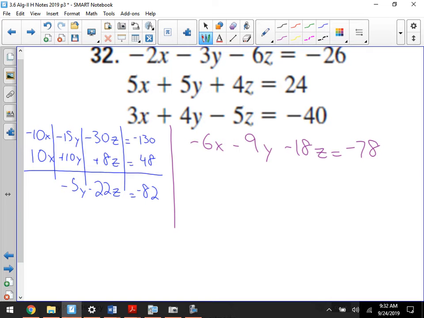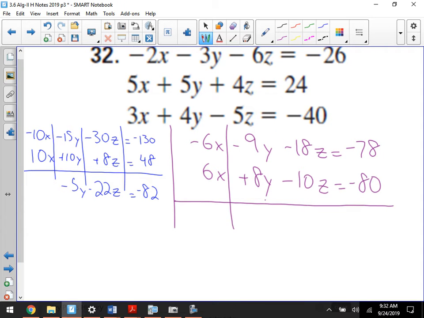Take that third equation, multiply it by 2. 6x, 8y, negative 10z, negative 80. Remember, when you have same coefficients, opposite signs, we always want to add them together. So we do that, we get 0, negative 1y, negative 28z, and then negative 158. I'm assuming you probably did everything by negative 1 again. Everybody see why I use multiplying everything through by negative 1?